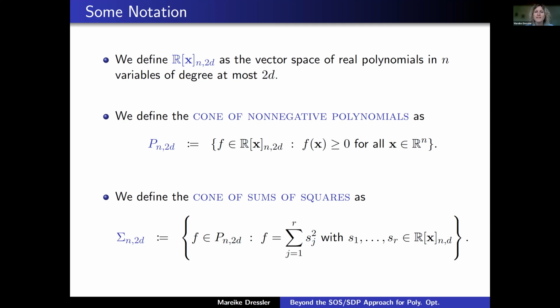And in this vector space, there live two cones up to now, namely the cone of non-negative polynomials, which we denote by P sub n to d. This is the cone which is generated, so to say, by the non-negative polynomials. And inside of this cone, there lives the cone of sums of squares.